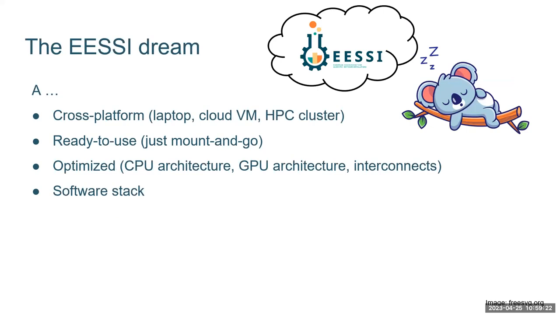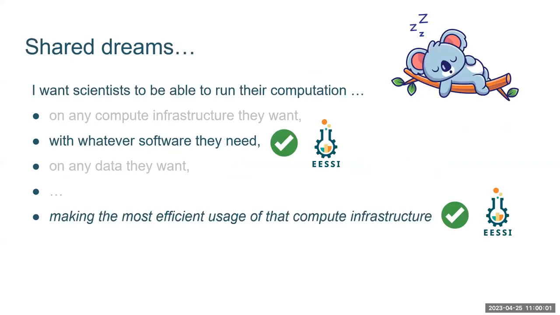And I don't think I'm alone in that dream, because EESSI also has a dream, which is to provide a cross-platform, ready-to-use, optimized software stack. And by that we mean cross-platform, it should run on anything from a laptop to an HPC cluster, just as Bart mentioned. It should be ready to use, so it's just mount and go, right? There should be no effort in getting this thing installed or anything. It should be optimized, so it should make the most out of your hardware. So it should recognize what CPU architecture you are using and do something sensible for that CPU architecture. And of course, it should be a stack of scientific software because that's what we want to run, right? So basically, that ticks already two of my boxes. So for me, this is an important project. If we get EESSI going, then we're sort of halfway there for my dream.